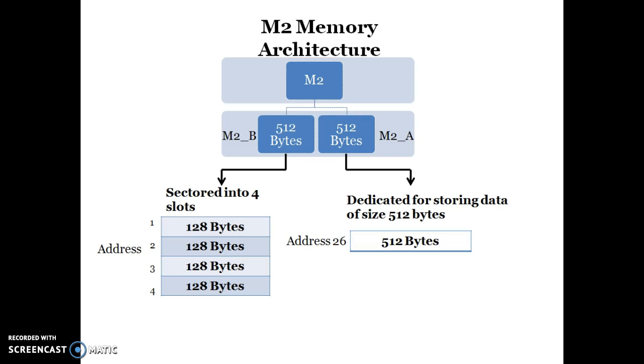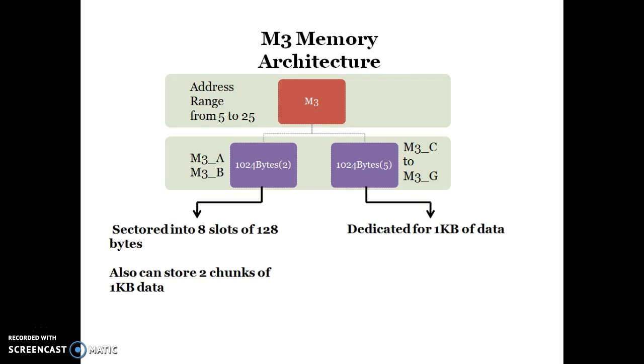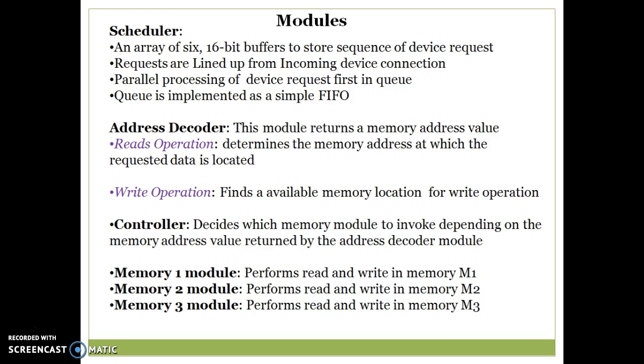The M2 memory architecture is divided into 512 bytes M2BA and 512 bytes M2BA. The one memory is sectored into 4 slots to correspond to 128 bytes of data, and another memory is dedicated for 512 bytes. The M3 architecture consists of 2 1024-byte memories and 5 1024-byte memories. 2 memories are sectored into 8 slots of 128 bytes to accommodate the data chunk, and there are 5 memories dedicated for 1 KB of data.